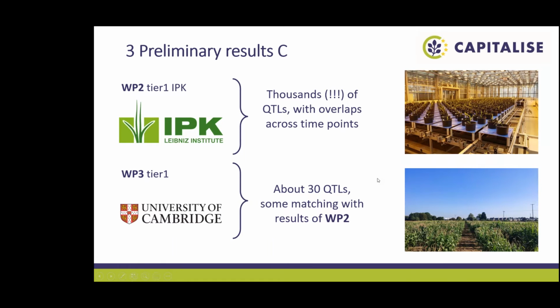So to make a very long story short, from our preliminary results, we are finding thousands of QTLs that overlap across time points from data coming from IPK. Of course, when I say thousands, there is still high redundancy because we are testing each time point independently. So what we want to do now is to summarize these results a bit and look at the dynamics of the QTL along the duration of the experiment.